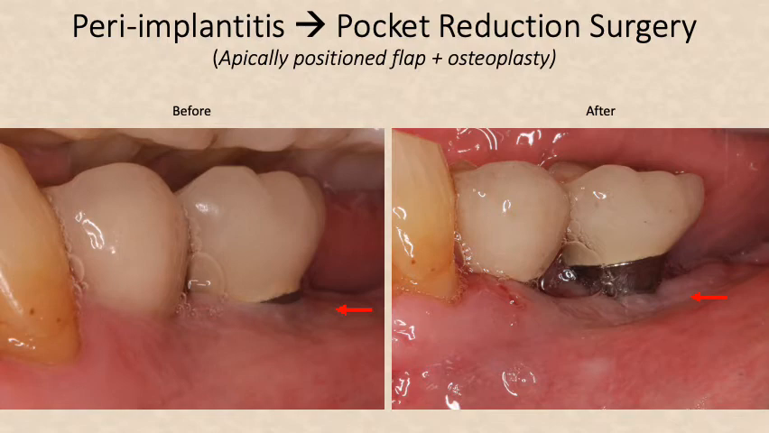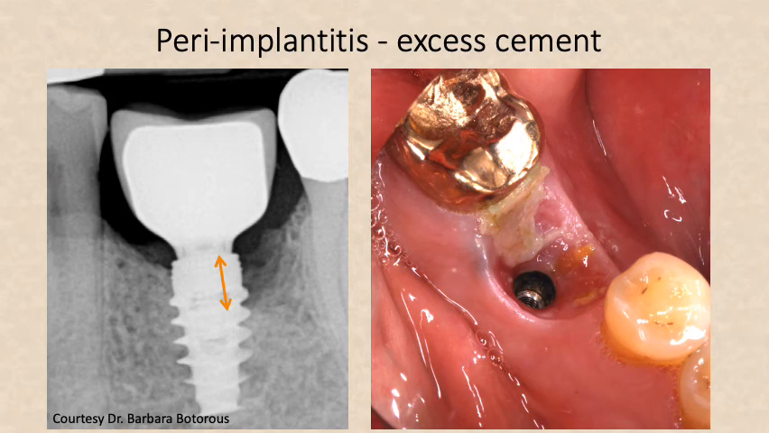In this after photo, we can appreciate the recession that we created intentionally, so we can have the implant more cleanable in the coronal aspect of this crown. Another case is due to excess cement that created this defect, as you can see distally here on this implant.